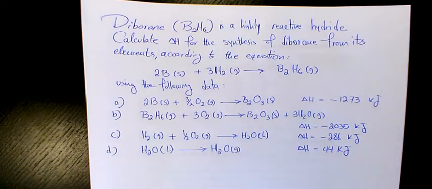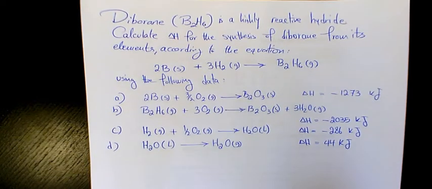Welcome to another video. In this video I want to talk about Hess's law, and this is the second video on doing some examples regarding Hess's law. If you haven't watched the first part, please go back and watch that video first, and then you can start watching this video. So the first example I have here is B2H6 is a highly reactive hydride.